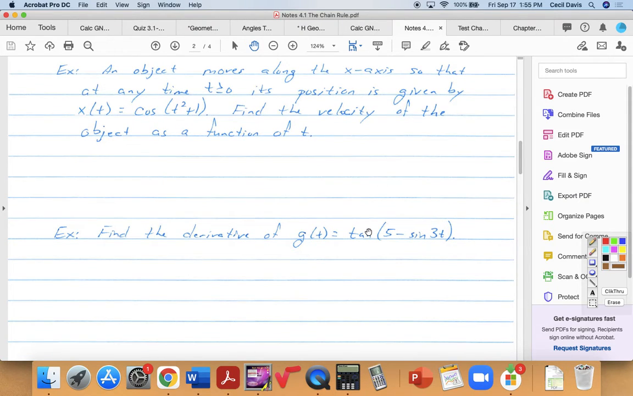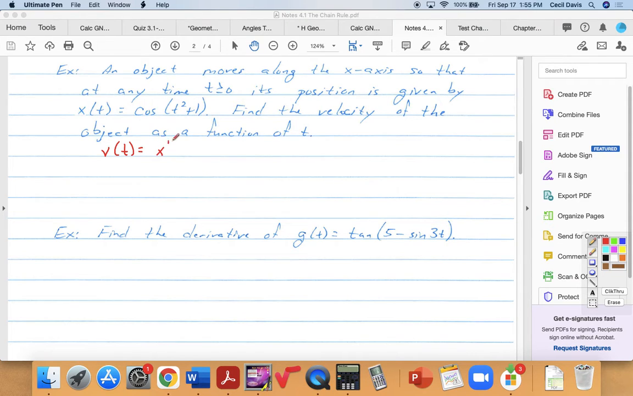So an object moves along the x-axis so that any time t greater than or equal to 0, its position is given by x of t is equal to cosine of t squared plus 1. Find the velocity of the object as a function of t. All right, well, velocity, how do I find that? Derivative of what? Position. Of the position function. So it would be x prime of t.